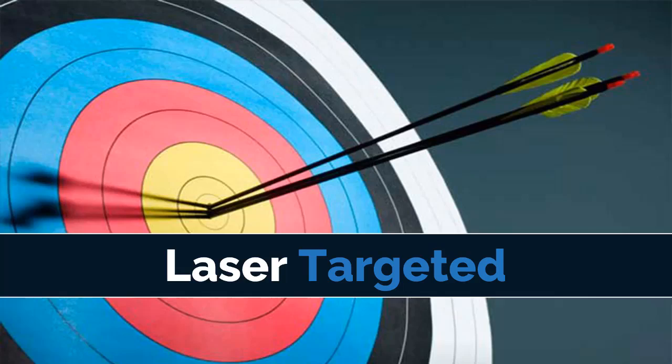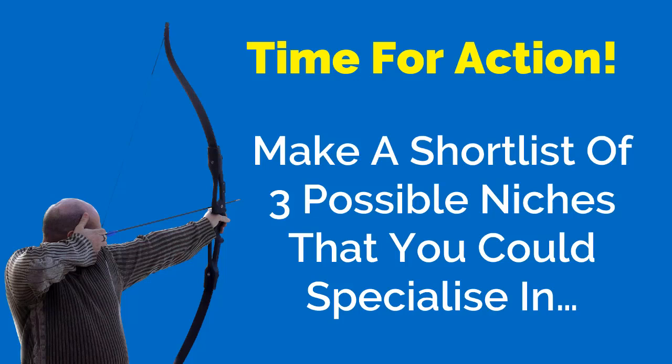So here's your action item today. What I want you to do is go ahead and make a short list of 3 possible niches that you could specialize in, and then answer the other 4 questions that we spoke about, right? So demographically, who are they? Then you want to work out where do they hang out online? And then, of course, what are their pains and gains? And then once you've done that, simply pick the one that appeals to you most, and then go out and put your marketing message in front of them.